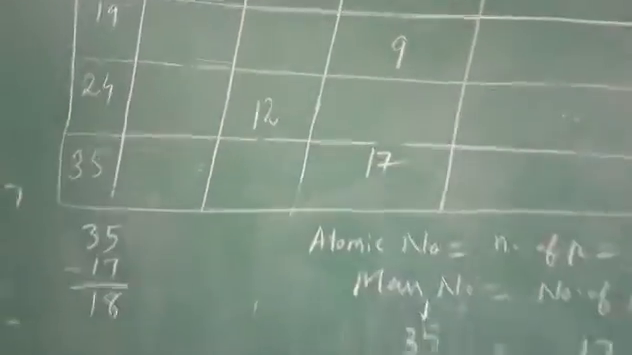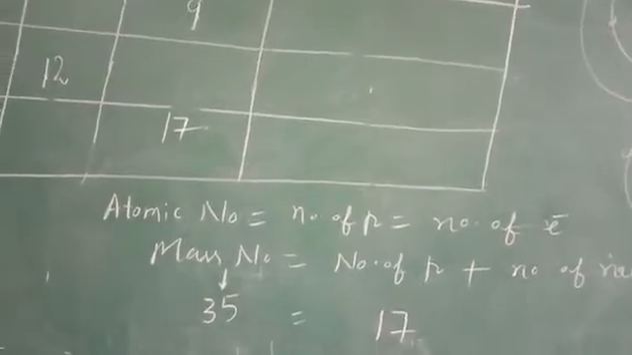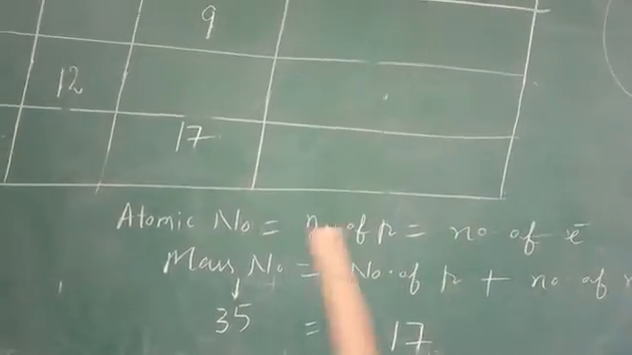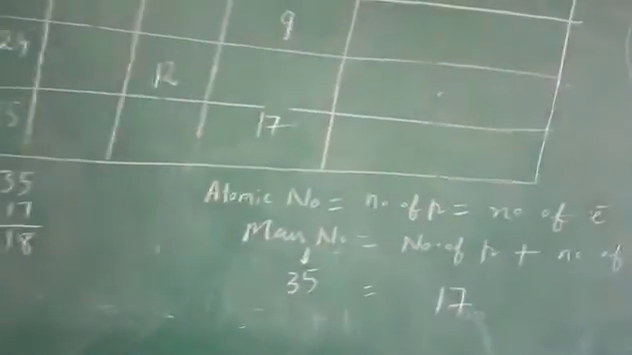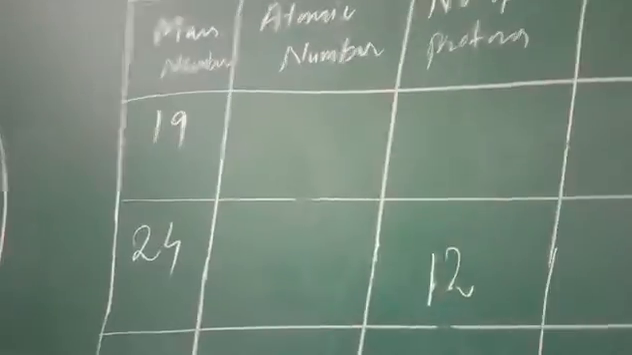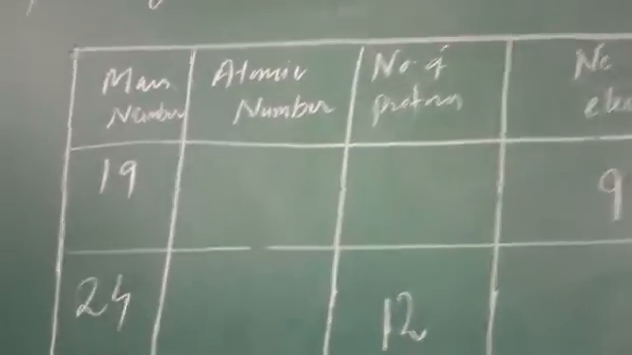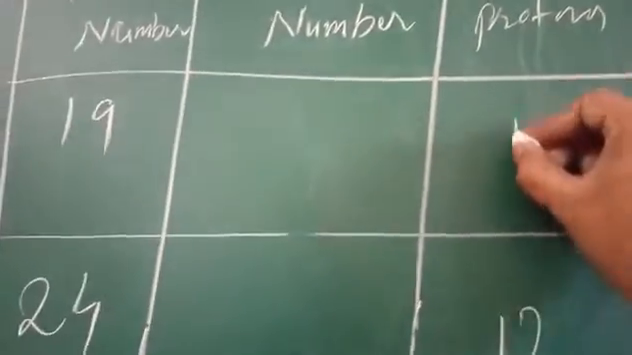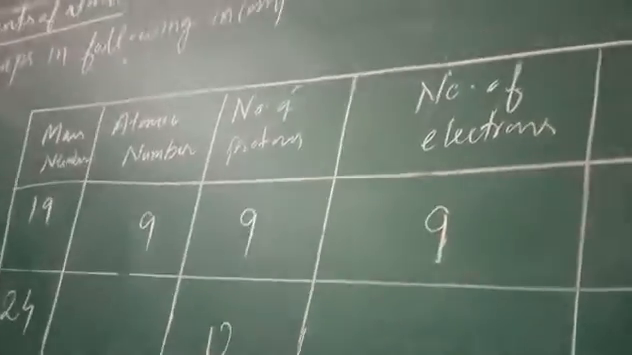So you know the formula that atomic number is equal to the number of protons is equal to the number of electrons. If you know any of them, you can know the other two. If you know number of electrons, you can know atomic number and number of protons. For example, look at this first case, mass number is 19 and number of electrons is 9. So it has also number of protons 9 and atomic number also 9. So what is the name of the element? Name the element which has the atomic number 9. The 9 atomic number is of fluorine.